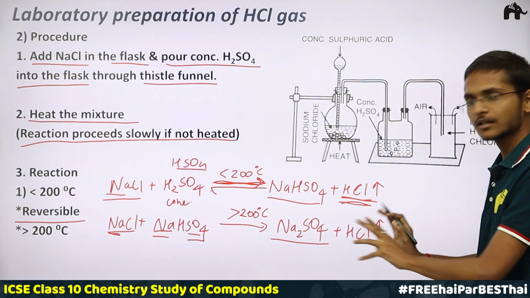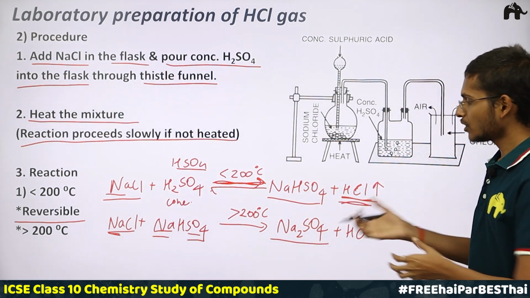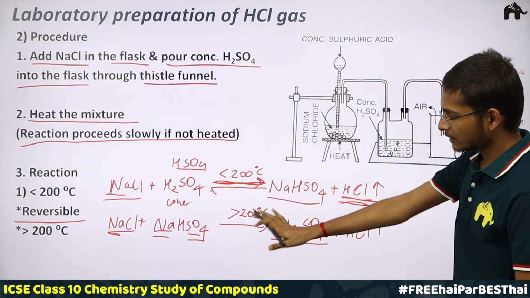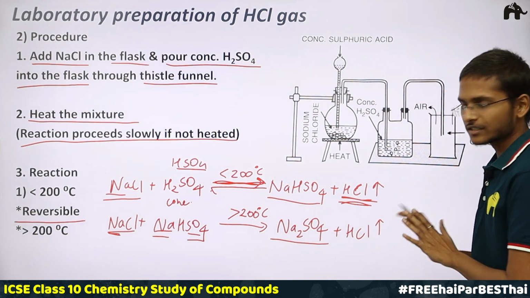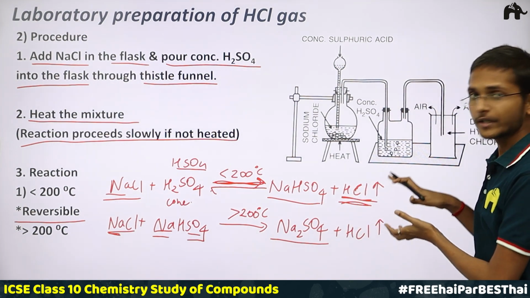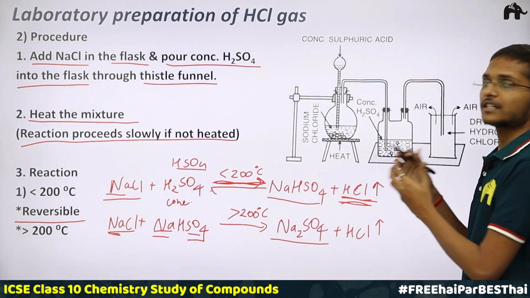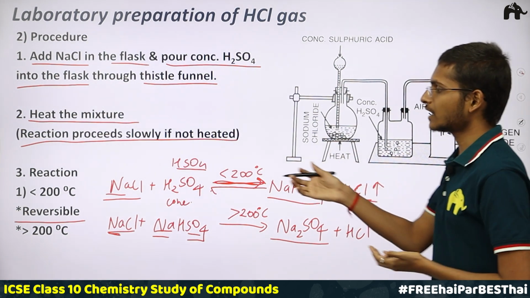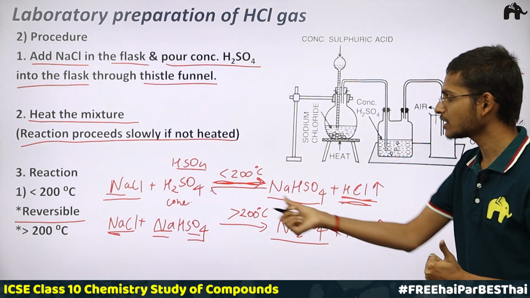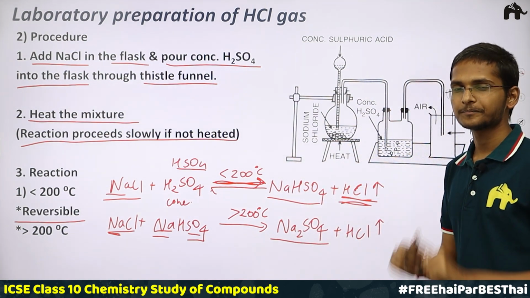Now this is the last step. Beyond this, we would not get HCl. This would be the last reaction which would take place, and HCl would be formed. Clear till this point? These are the reactions taking place when we first keep the temperature below 200 degrees Celsius and then gradually increase it above 200 degrees Celsius.